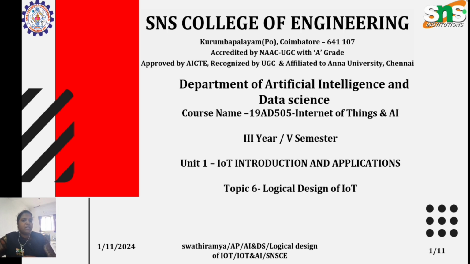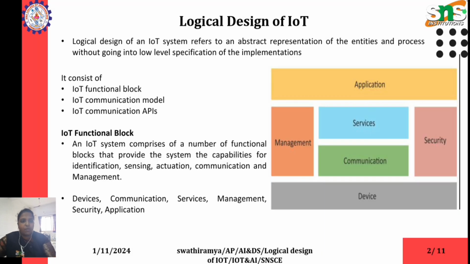In the previous video we were discussing the logical design of IoT, which gives you only the abstract representation of entities and the processes related to it, but it does not give you any low-level specification or implementation, because the lower-level specifications needed for actual implementation will be given in the physical design of IoT. From the name, it gives you only the logical things of IoT. Here we have been categorizing it into three blocks: IoT functional block, IoT communication model, and IoT communication API.